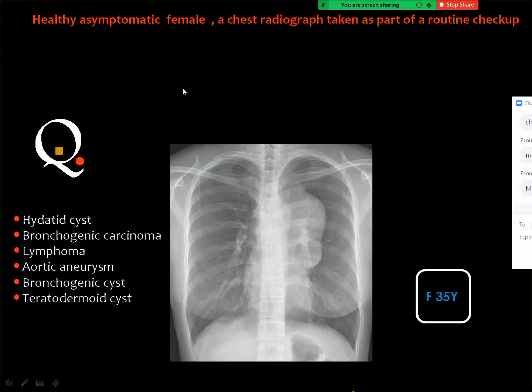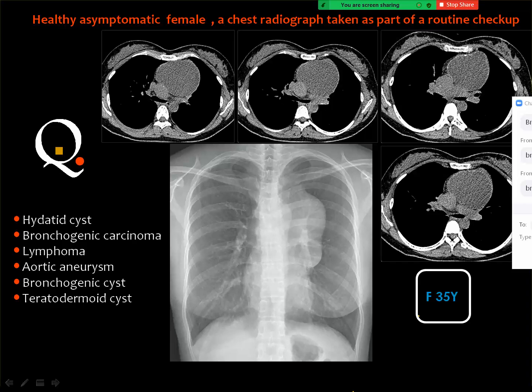Then, this patient is a healthy asymptomatic female with a chest radiograph taken as a part of routine checkup. Then you got a lesion here, and these are the possibilities. Hydatid, bronchogenic, lymphoma, aortic aneurysm, bronchogenic cyst, teratodermoid cyst. Aneurysm, no. If you see the contour of the aorta, you can exclude that this lesion is originating from the aorta. Then any of the mediastinal masses can fit for this, and you need the help of CT scan.